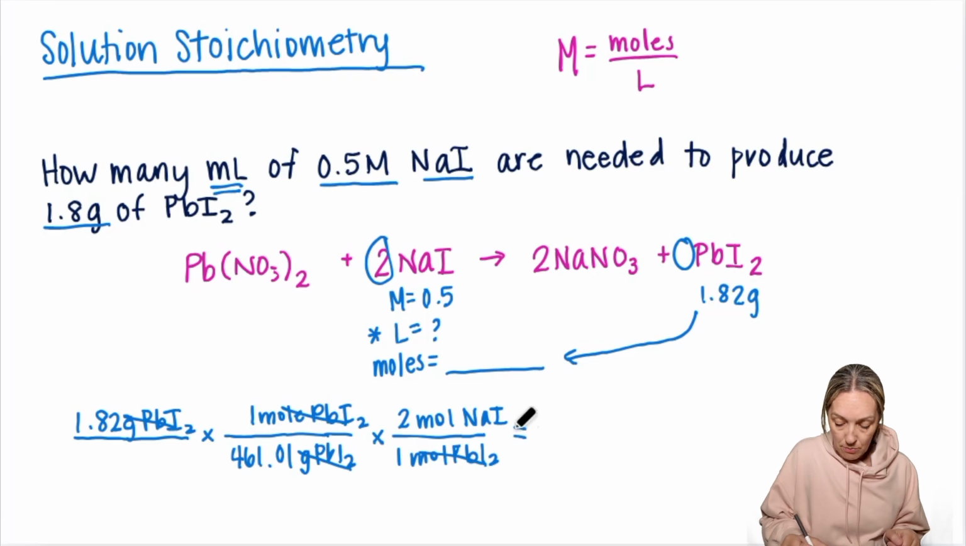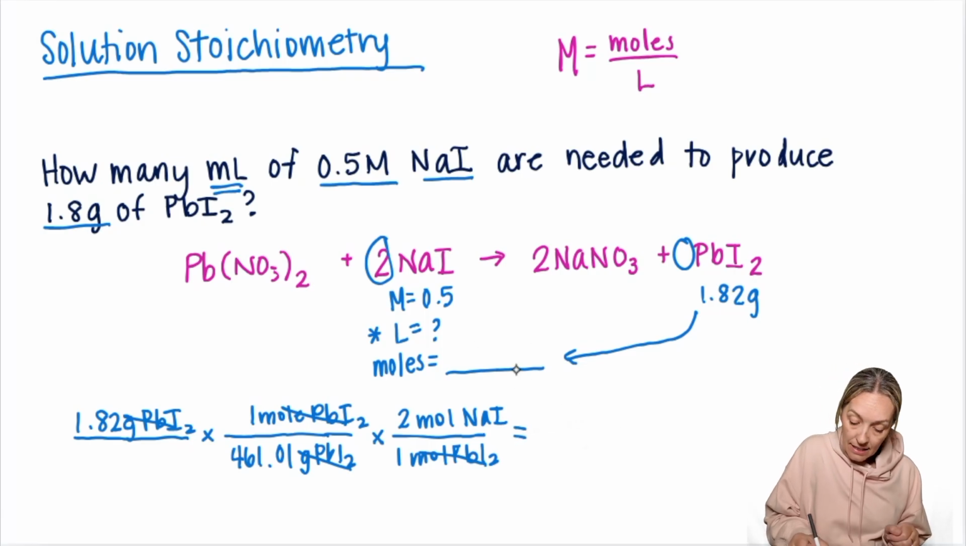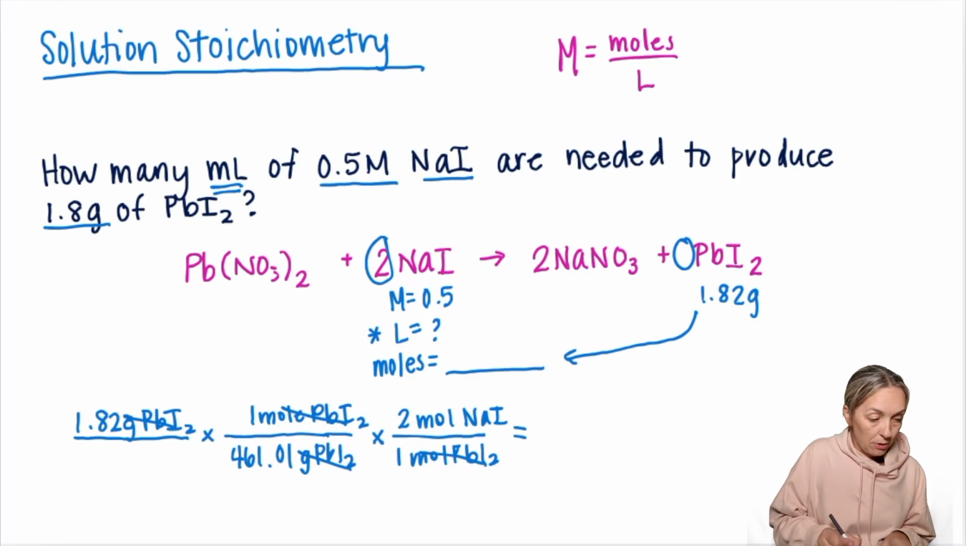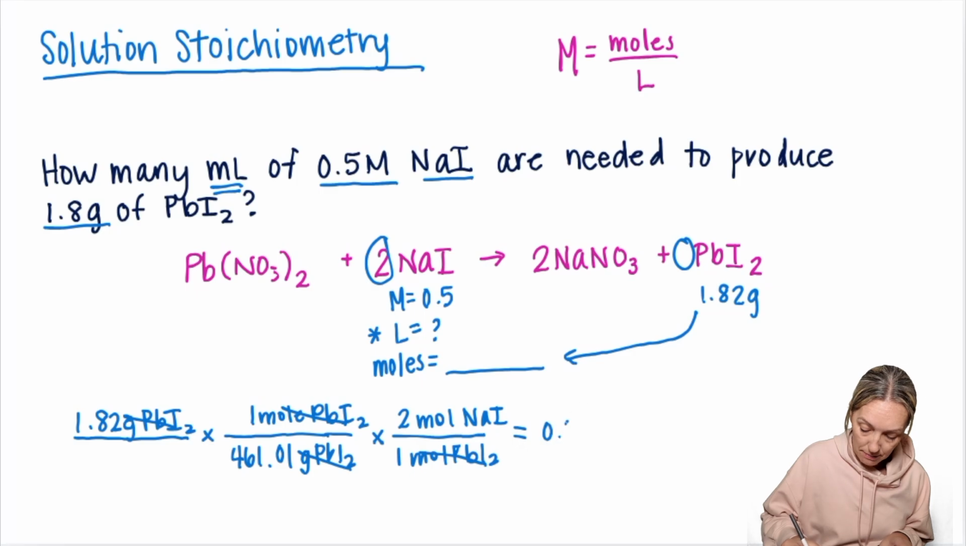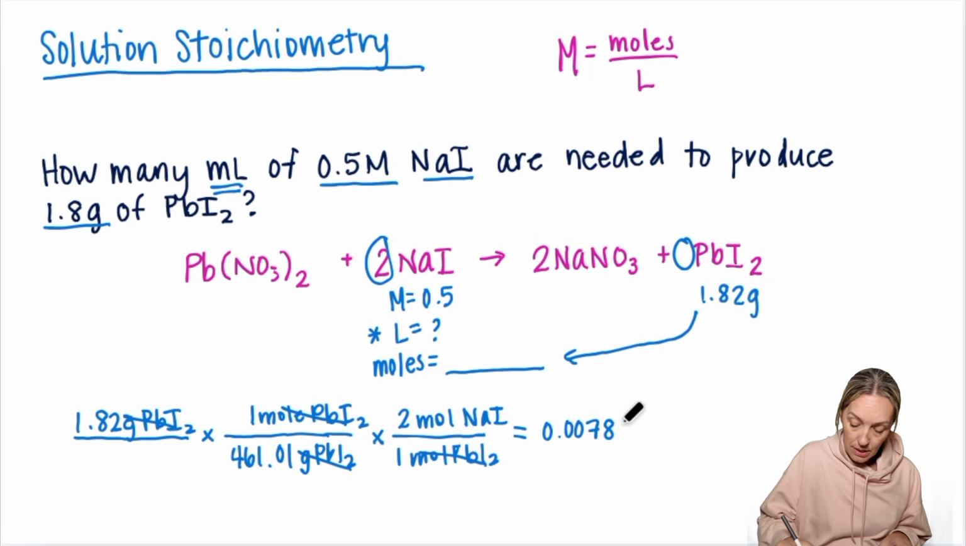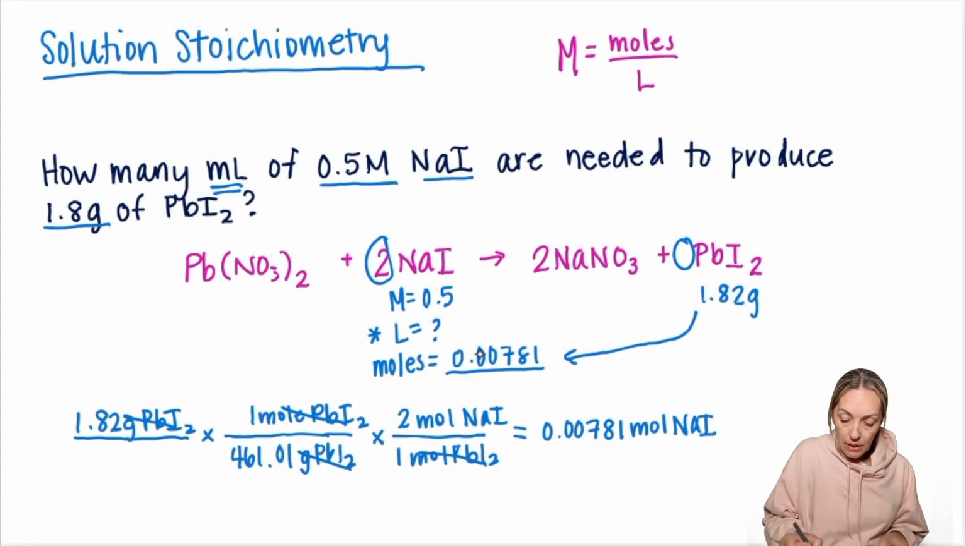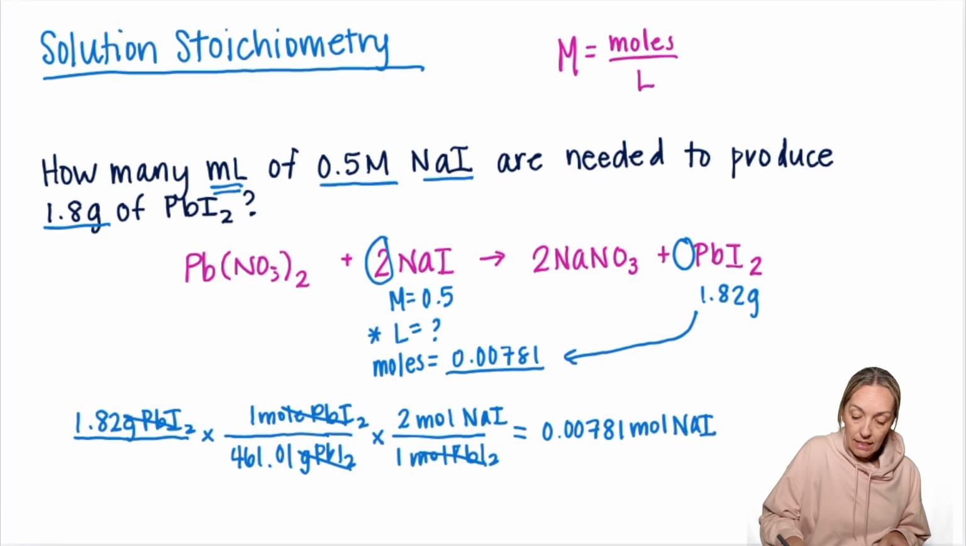Now I have moles of NaI, and that's what I need in order to finish the problem. So I'm going to solve by multiplying everything on the top together, multiplying everything on the bottom together, and dividing my top by my bottom. When I do that, I get 0.00781 moles of NaI.